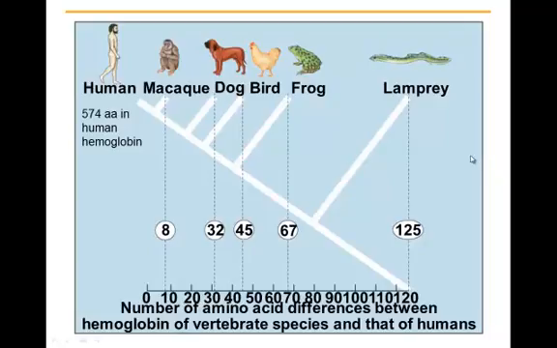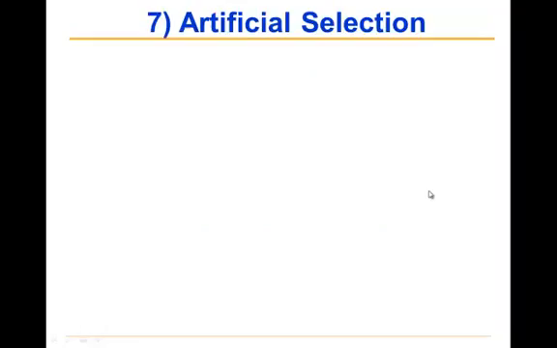We can see something similar in this comparison done with hemoglobin, the protein that carries oxygen in the red blood cells. And again, we can see that this is out of 574 amino acids. The macaque has 8 differences. A dog has 32 differences. A bird has 45. A frog has 67. And a lamprey, which is a jawless fish, has 125.